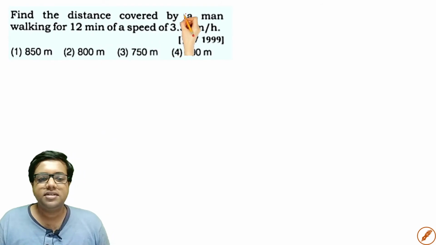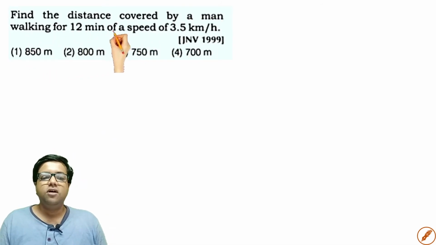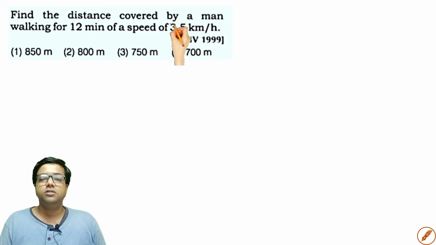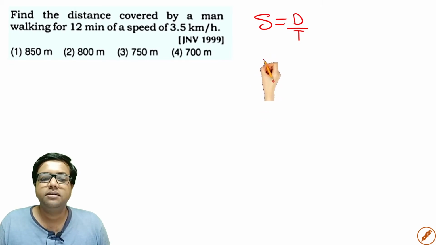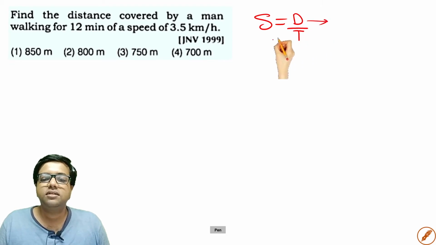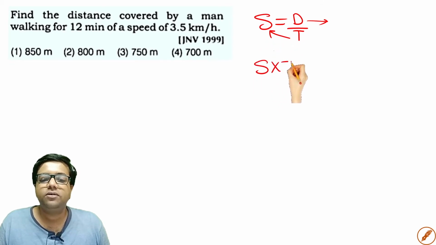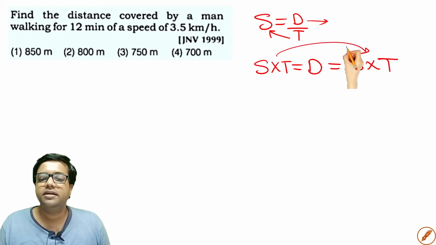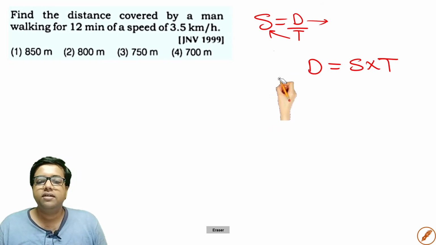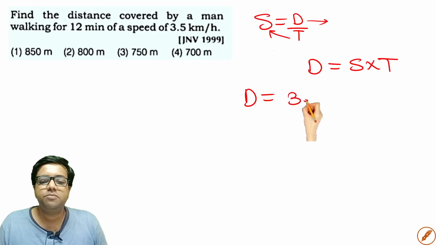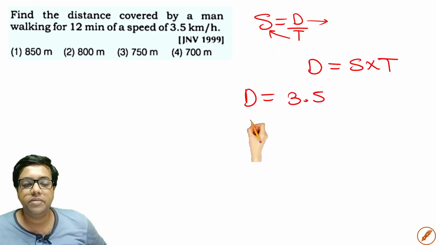Let's move ahead. Find the distance covered by a man walking for 12 minutes at a speed of 3.5 km per hour. Okay, so speed is equal to distance by time taken, right? And we need to find the distance. So let's keep the distance on the left hand side. You will cross multiply t to the s. So speed into time is equal to distance, or distance is equal to speed into time. Same thing I have written here. So distance is equal to speed into time. What is the speed? 3.5 km per hour.